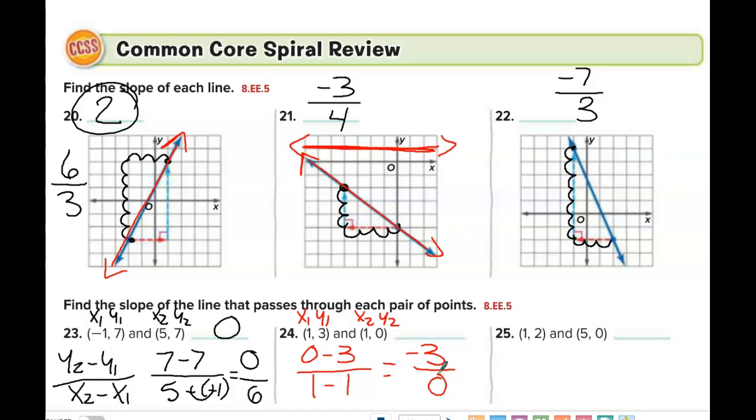So what's our answer? No solution. Well, the previous one gave us an answer of 0 because I can actually type 0 divided by 6 in my calculator and it gives you 0. But when we type negative 3 divided by 0 into our calculator, we get a syntax error.